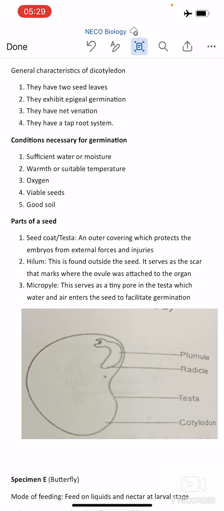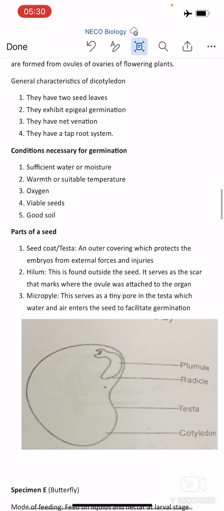I now talk on conditions necessary for germination, because they might ask what are the conditions necessary for the germination of bean seed. The first one is sufficient water or moisture, warmth or suitable temperature, oxygen, viable seed, then good soil.